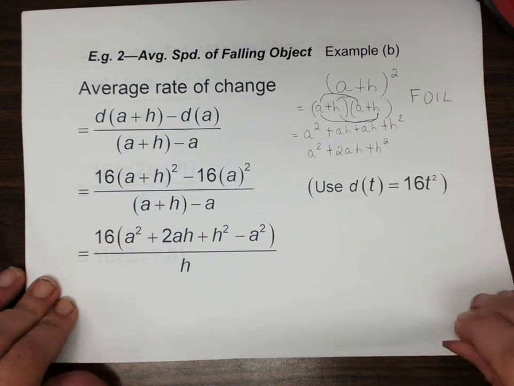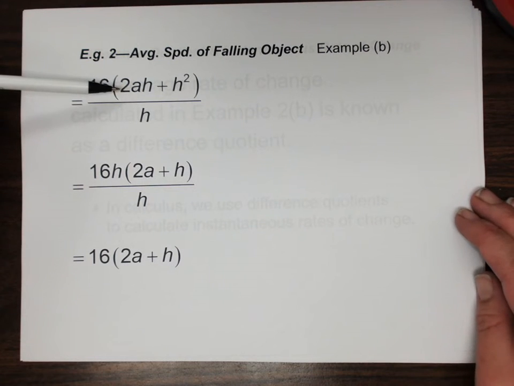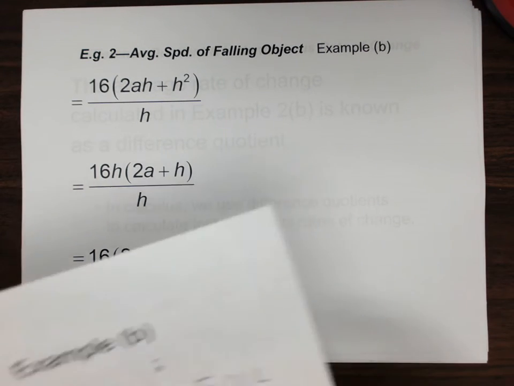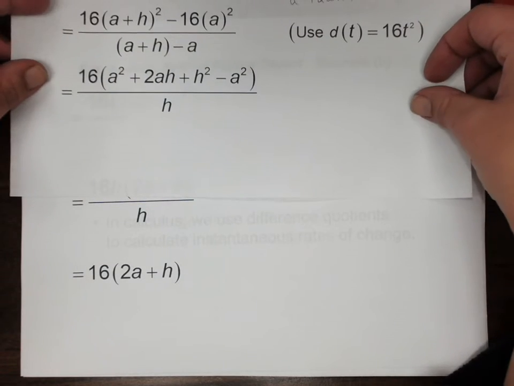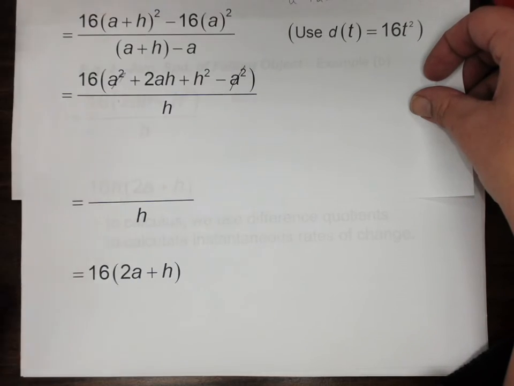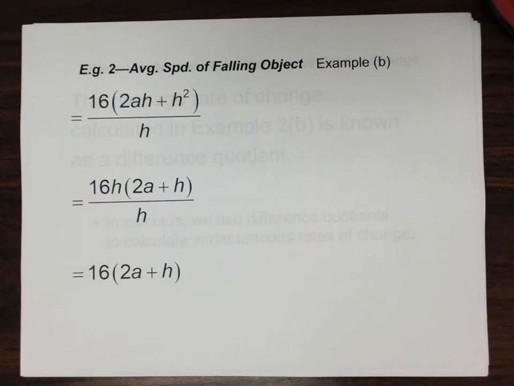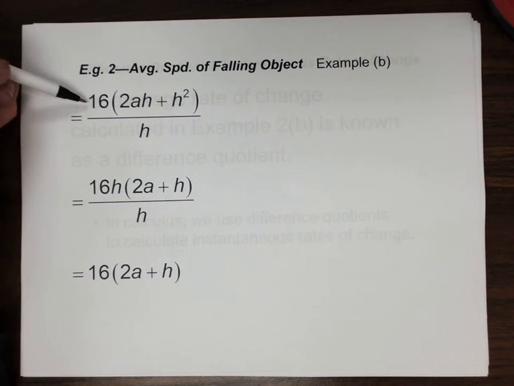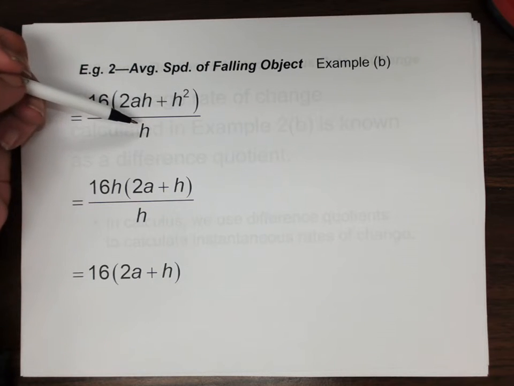Let me go to my next page. So here you can see that they've canceled, right? We have canceled out, so let me see if I can show you here. These two a's, we have a positive a squared and a minus a squared. So they cancel, so we're just left with this inside. And that's the 16 that was out in front. So we have 16 times 2ah plus h squared over h.